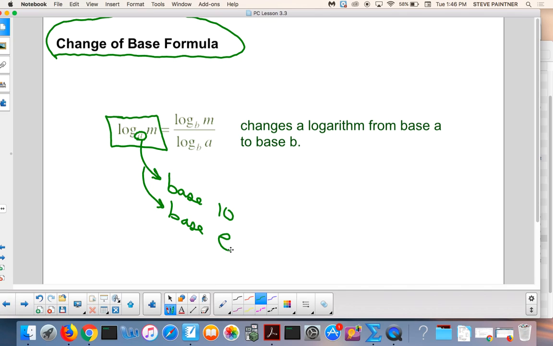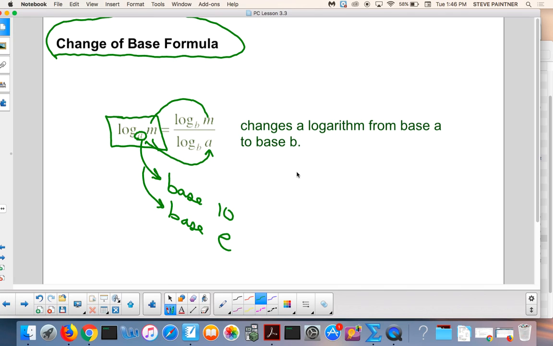Either one of these works. Now here's how you do it. Once you say I don't know the answer, you say, well, I'll just change it to base 10 or base E. I'll just do this. Log of m base 10. And then underneath it's got to be log of a. Whatever the base is here, it's on the bottom. Whatever the number you're taking the log of is on the top. That's it. That's all it is.